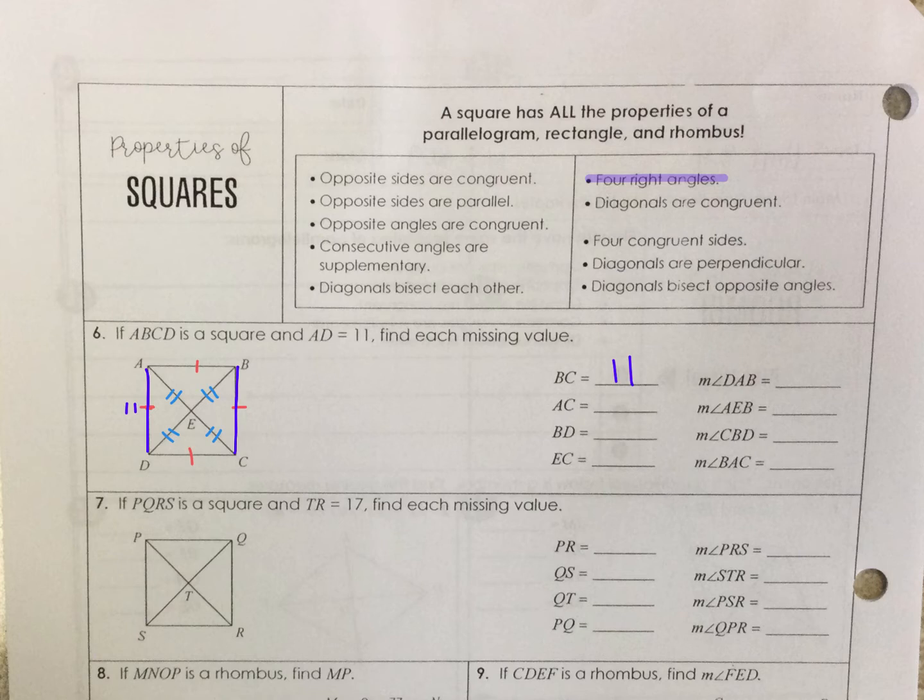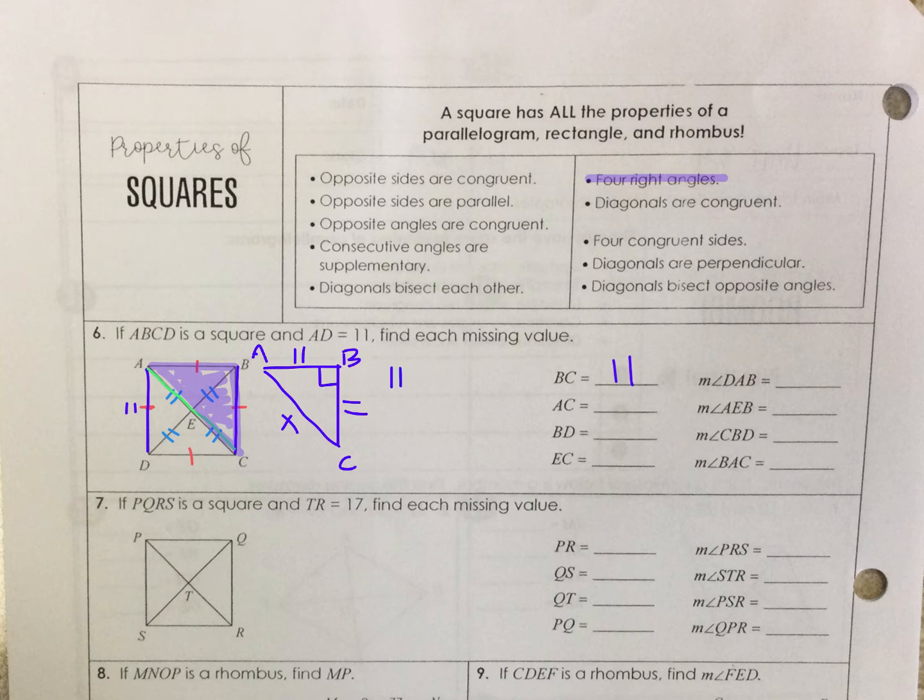Now we need to figure out AC. To do that, I'm going to have to pull out a triangle. So I'm going to pull out this triangle right here. When I pull out this triangle, I've got A, B, C. I know that AB and BC are both 11, and I'm looking for that. So we know that that's a right angle because that's the rule with a square.